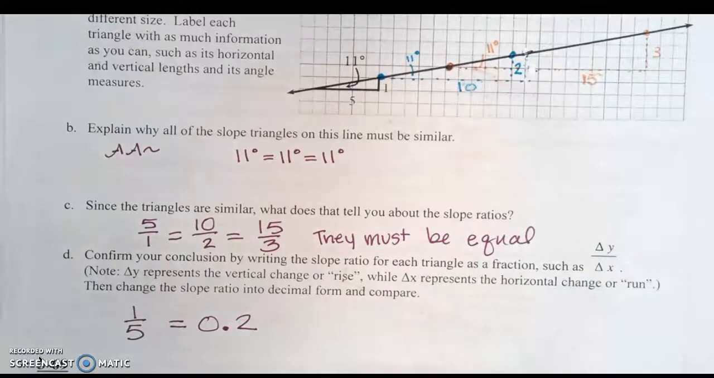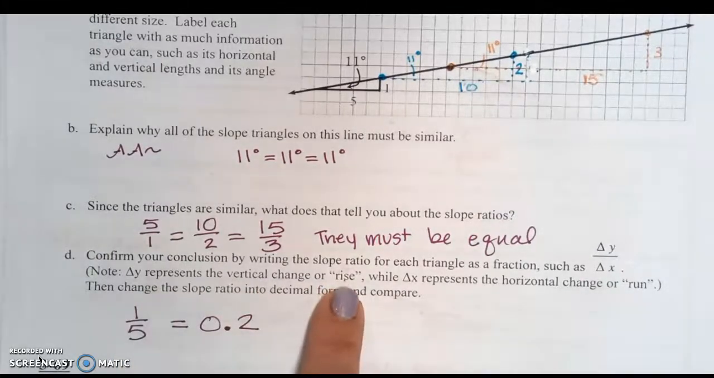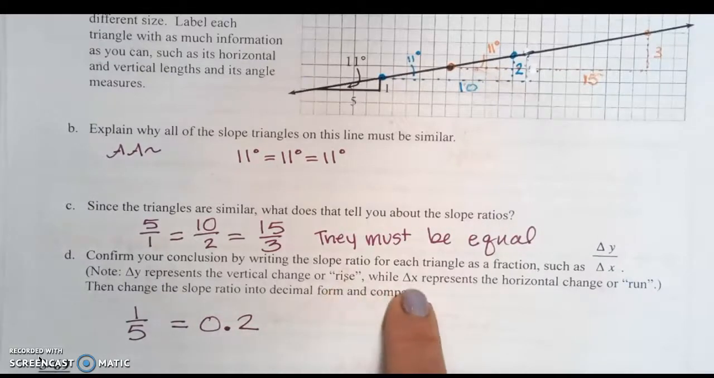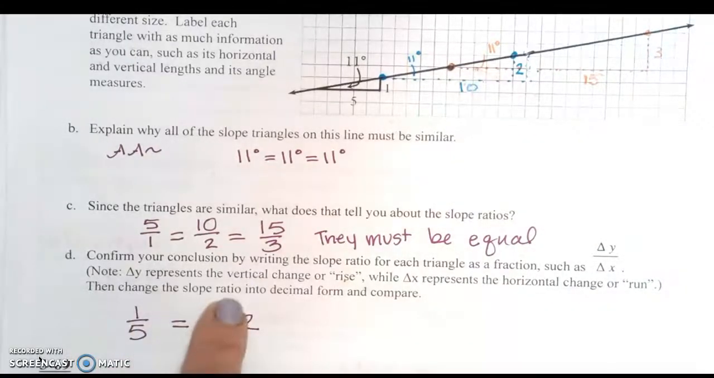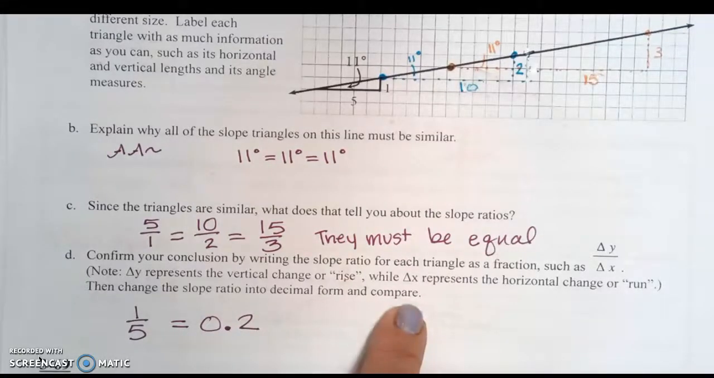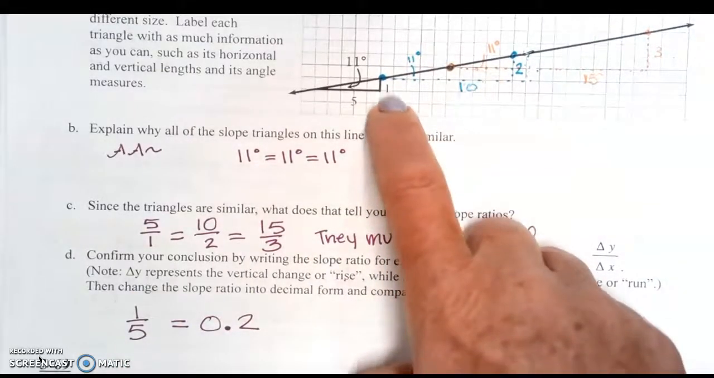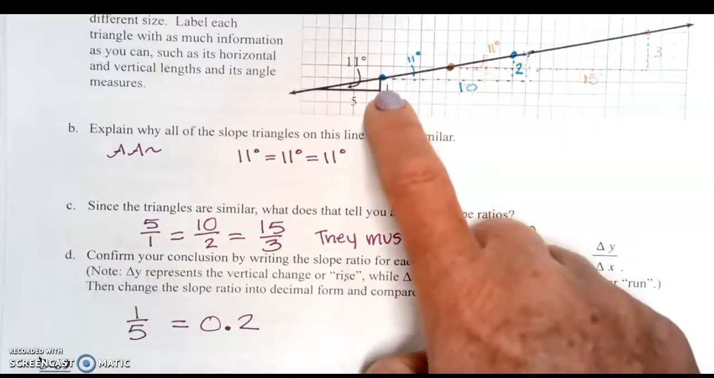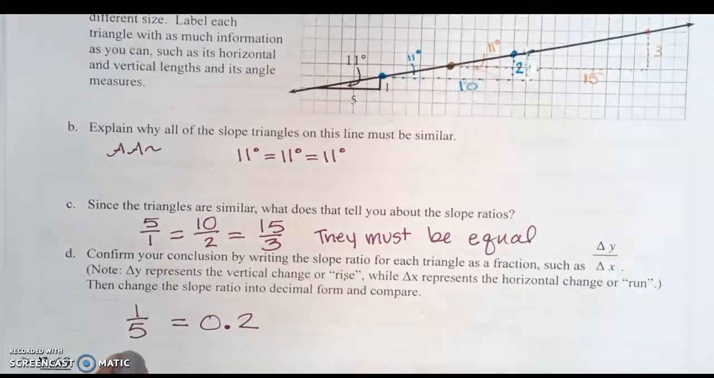Note, delta y represents the vertical change, or what we call the rise, while delta x represents the horizontal change, or what we call the run. Then change the slope ratio into decimal form and compare. So I did the first triangle, the one that they gave us in black. The rise is going up just 1 unit. So I put that in the numerator where the rise goes. And then in the denominator, I put the run.